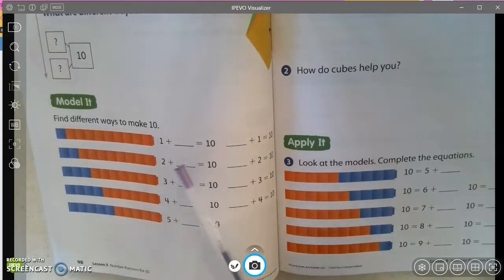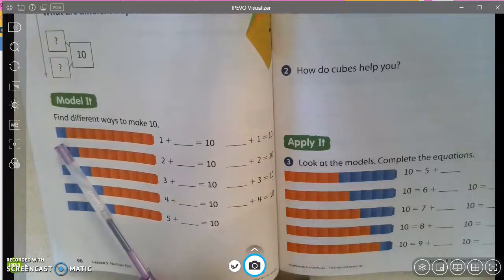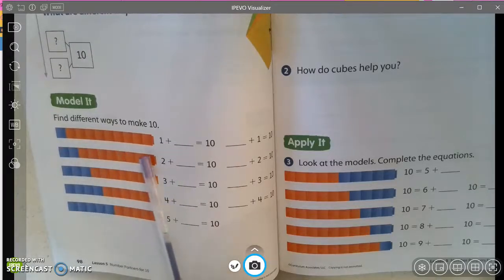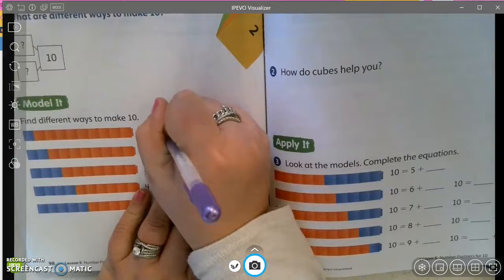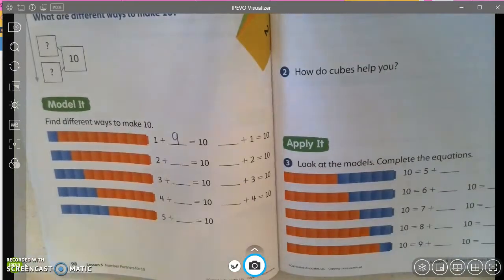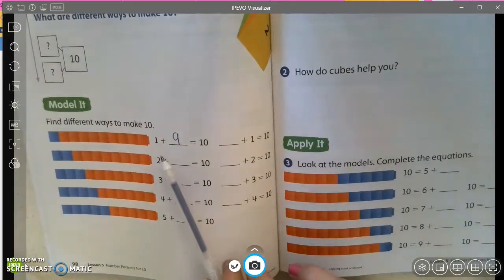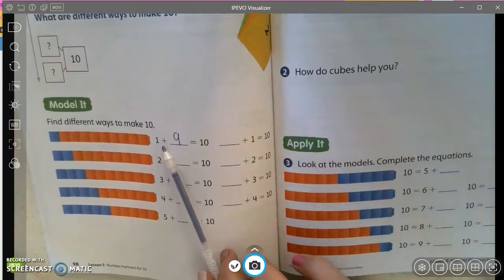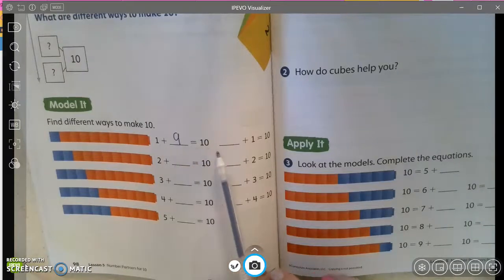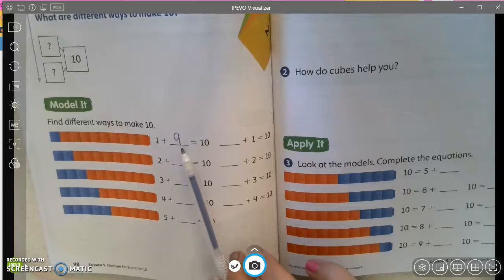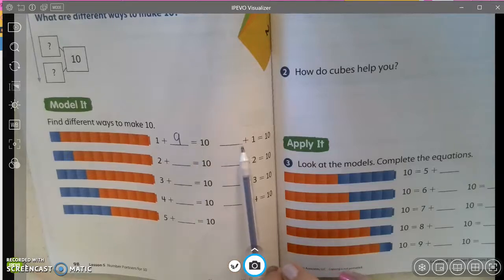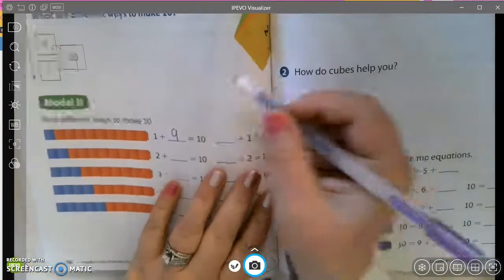Okay. So, if I have one blue cube, how many red cubes do I need to equal 10? I need 9, right? So we're going to go ahead and write a 9 there. The reverse fact of this, so this fact we read 1 plus 9 equals 10. The reverse fact of this would start with the other number. So it would be 9 plus 1 equals 10.